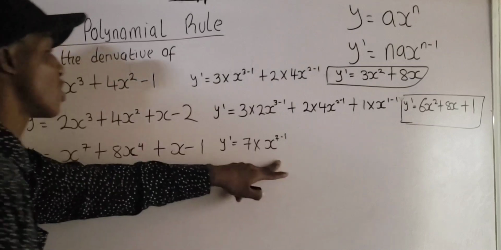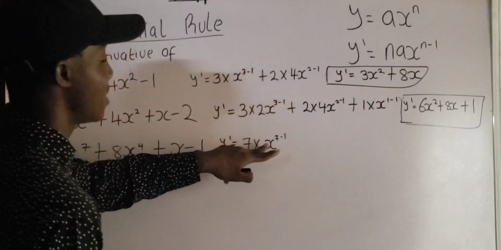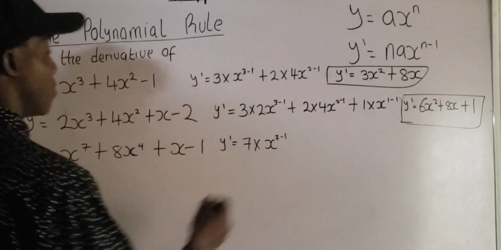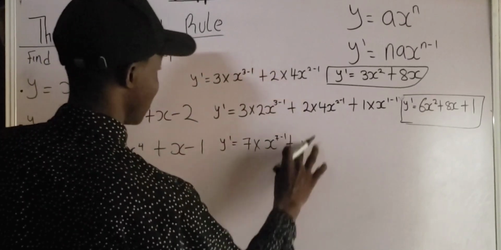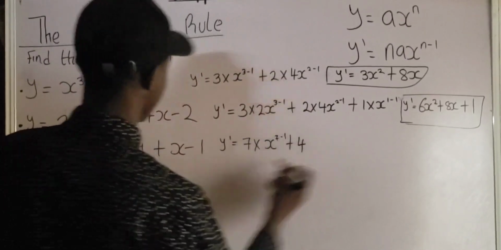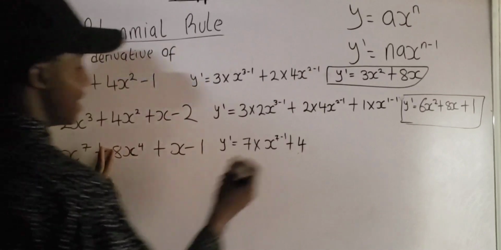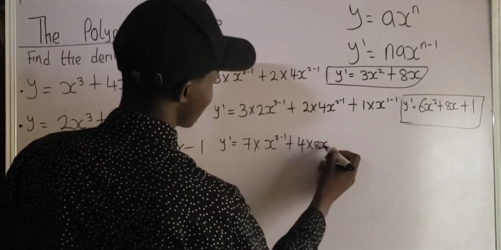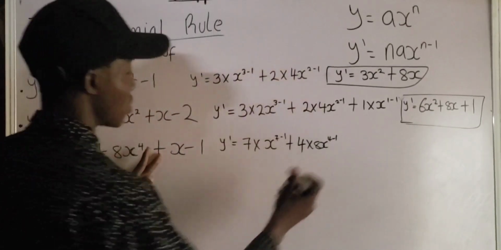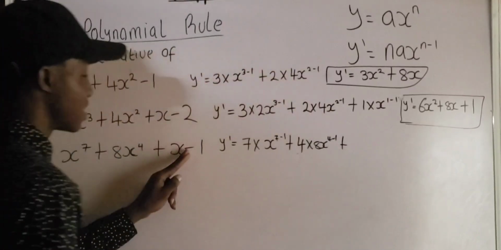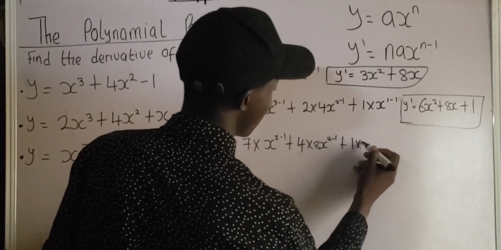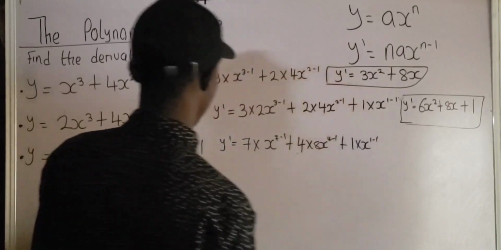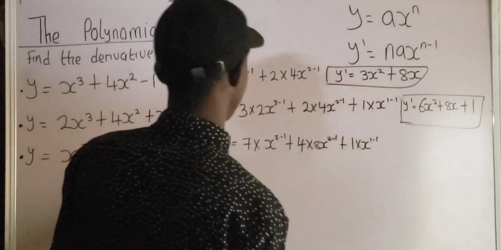So for this, I'm going to have 7 multiplied by 1x raised to the power of 7 minus 1, plus 4, which is the power here, multiplied by 8x raised to the power of 4 minus 1, plus x, which is also the same thing as x raised to the power of 1, so 1 multiplied by x raised to the power of 1 minus 1. You understand? Minus 0, so there is no need of writing that.